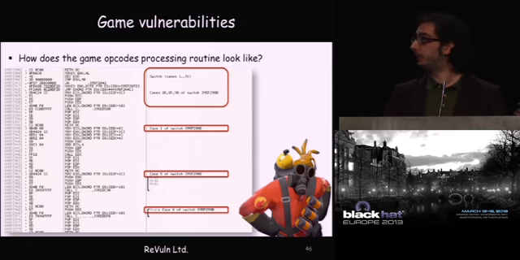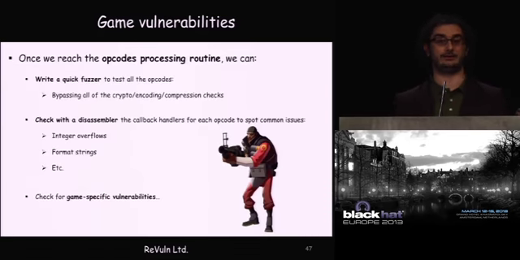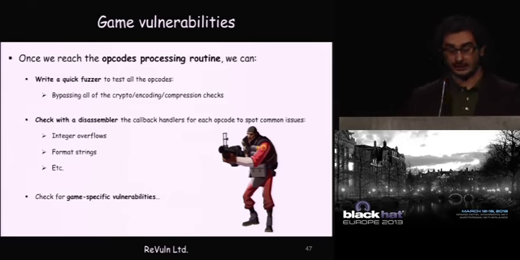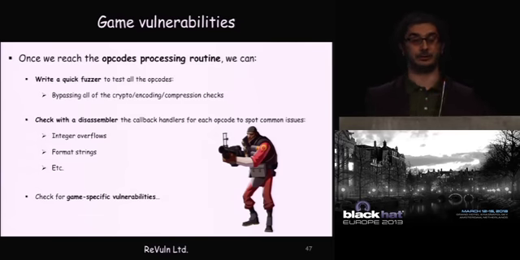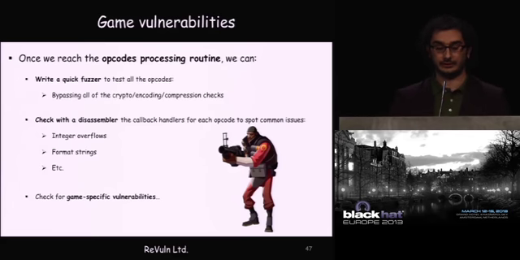So once we reach this location, to find vulnerabilities, we can use 2 approaches. The first approach is that we can write a quick fuzzer. So basically we are going to test all the opcodes of the game protocol itself. The second approach, which is usually the best one in our opinion, is just to use a disassembler and check each single handler in order to find common classes of vulnerabilities, such as integer overflows, which are very common for game engines.